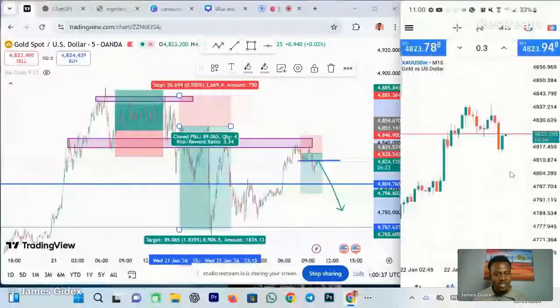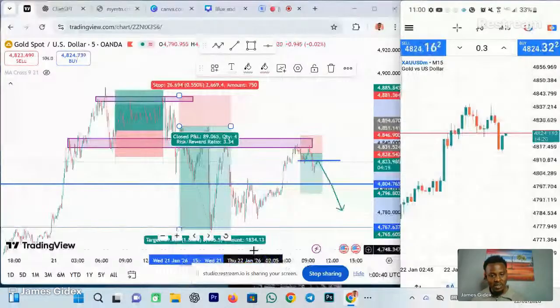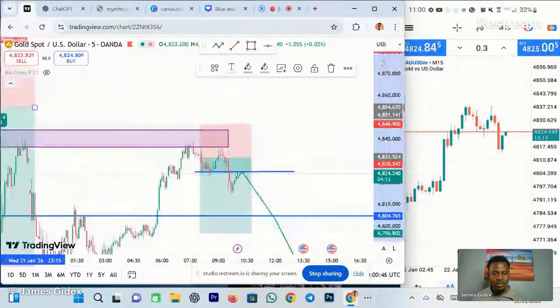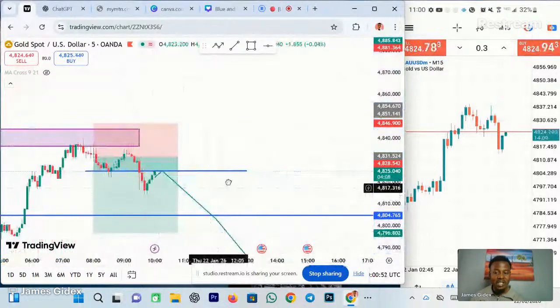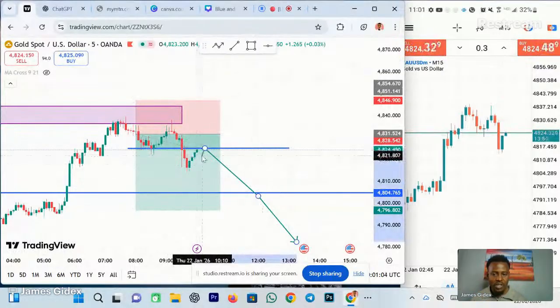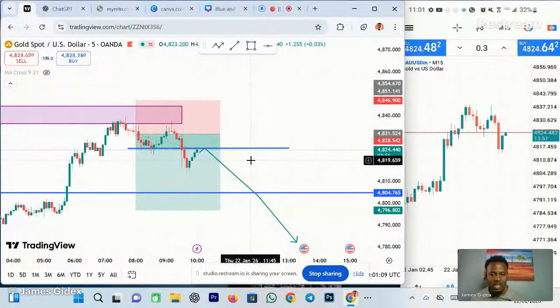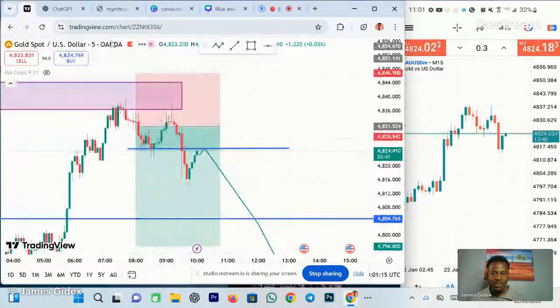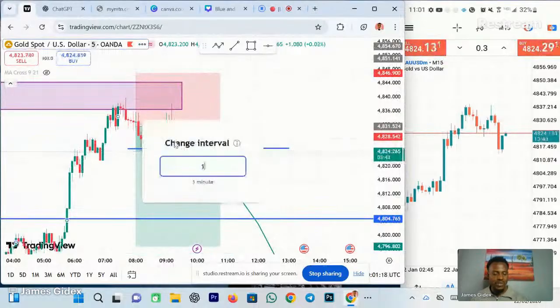So guys, let's get to the zone that we are expecting it to retest. Don't rush into the market yet. Don't rush into the market until you see a sign that it is trying to retest that zone. For me, I believe it's possibly trying to retest a zone. So immediately we see a sign that we are supposed to get into the market, I will alert you and get into the market. This is the 5 minute time frame, so let's get back to our 15 minute time frame.